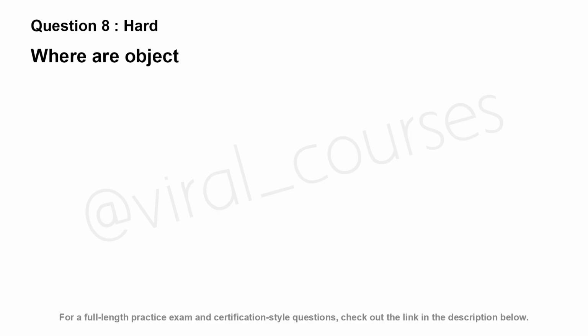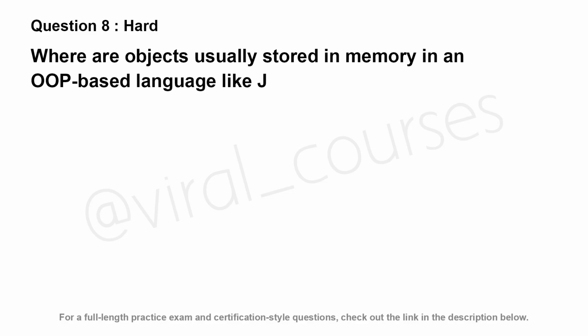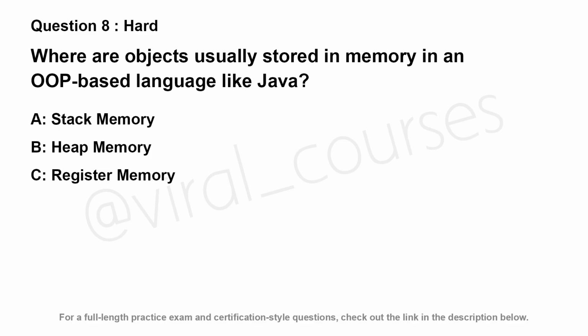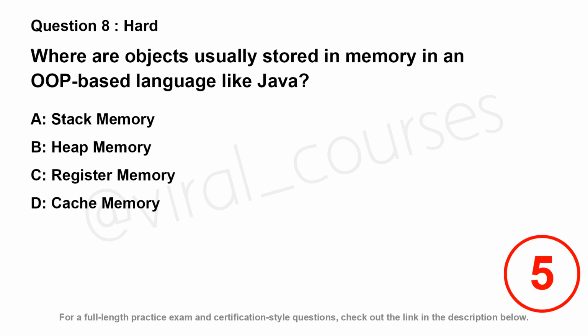Where are objects usually stored in memory in an OOP-based language like Java? Option A. Stack memory. Option B. Heap memory. Option C. Register memory. Option D. Cache memory.